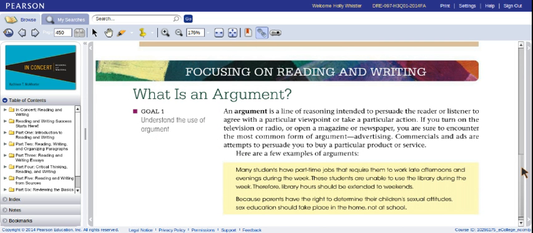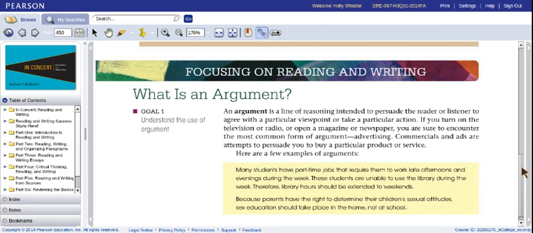Okay, notice the first example of an argument. It's arguing that the library hours should be extended to weekends. So think about here at Nash, what would be beneficial or detrimental to extending the library hours to the weekend? So argument is a line of reasoning that's trying to be persuasive, and it's trying to persuade the reader to take a certain viewpoint or even an action.